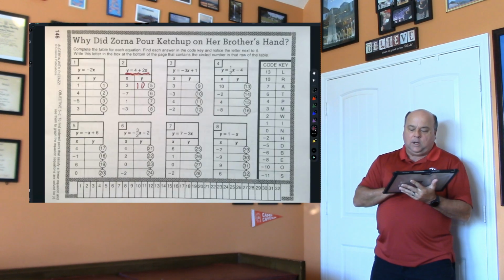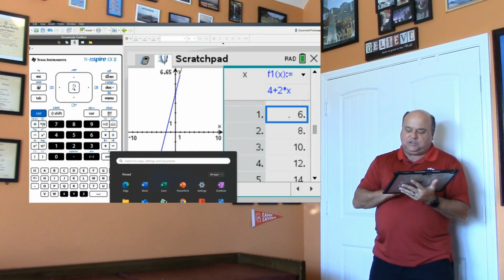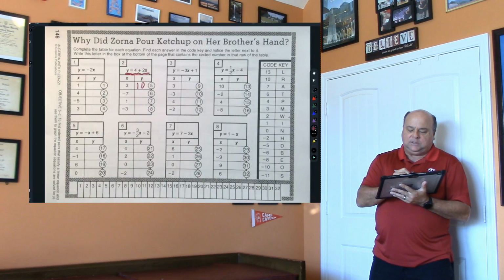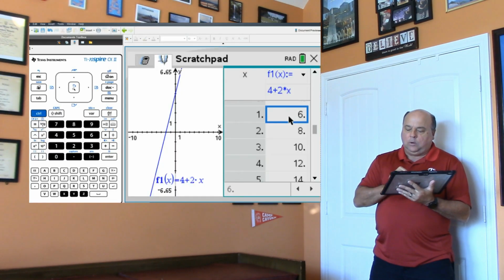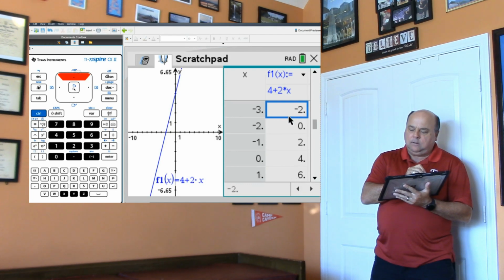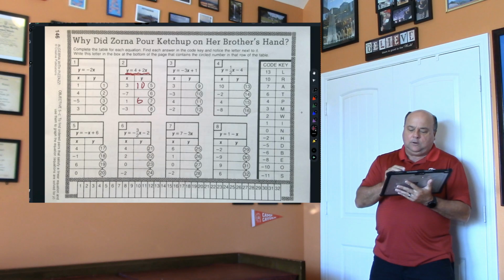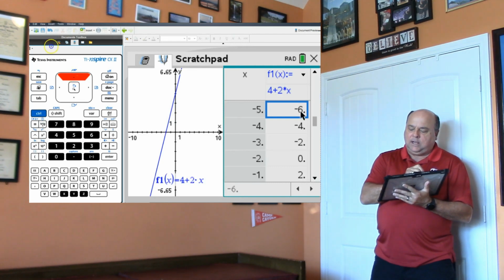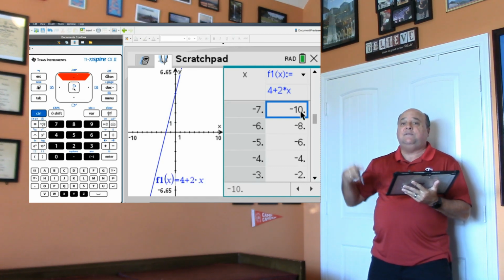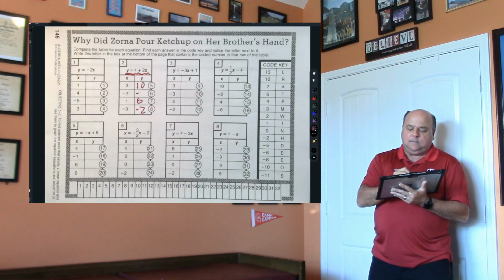I need to go to 1. I'm going to do the ones I can see first. At 1, my answer is 6, so I put 6. I need negative 3 now. I'm going to go up to negative 3, which is negative 2, so I put negative 2 right here. Now I need negative 7. I'm going to scroll up till I get to negative 7, and the answer is negative 10, so I put negative 10.